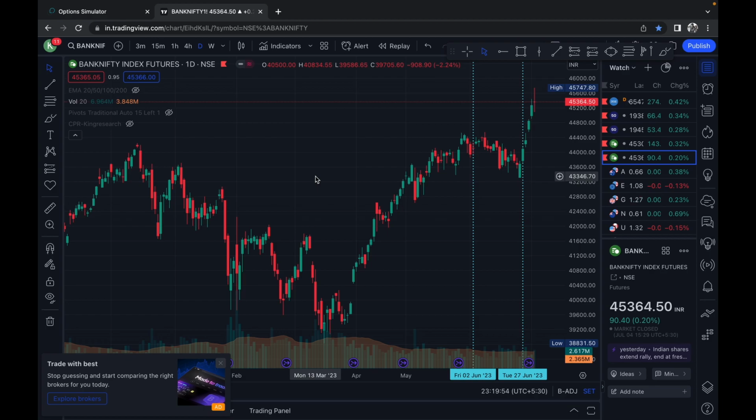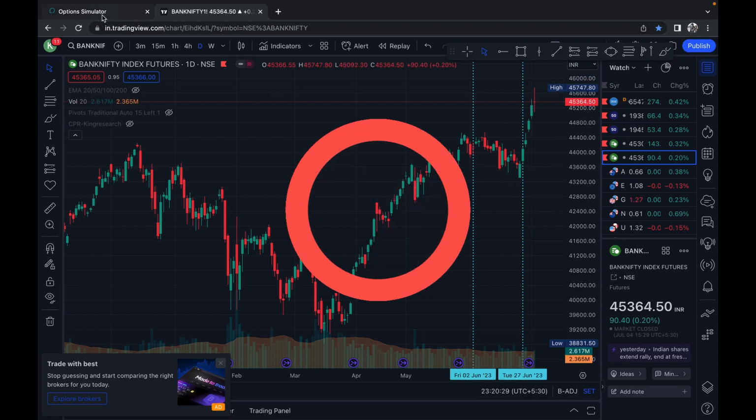So I'm going to show you that with the same rules and regulations, we are going to do that exact adjustment, and we are also going to see our profit and loss at the end of the month if we do all those adjustments in this Banknifty portion of very consolidated market. So without any delay, let's move on to the option simulator.